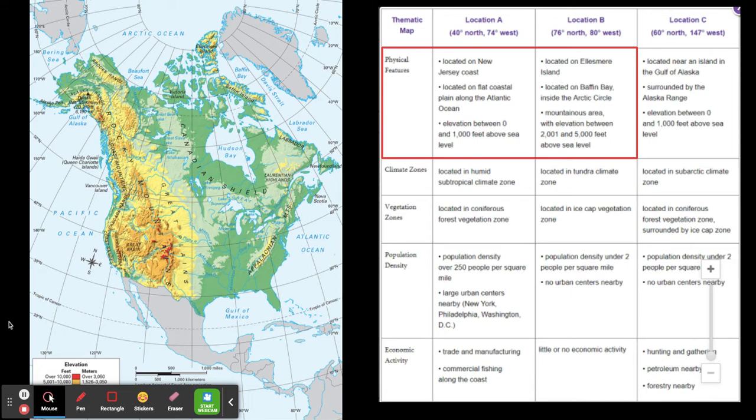Let's do the same thing for physical features. So for physical features, again, we have location A right over here. We have location B, it's just like right up in here. So now this time I want you to look at physical features and which one of these options would best describe why physical features is evidence to support that this is location A.